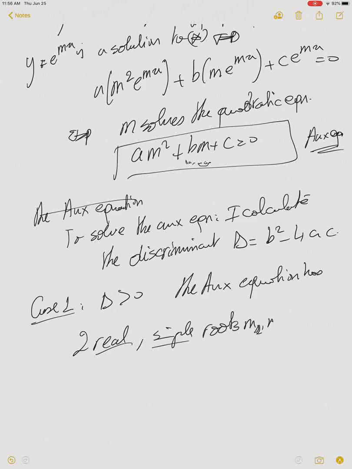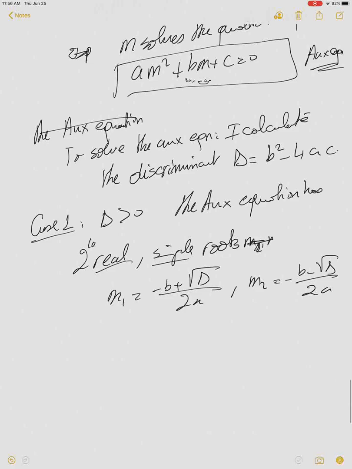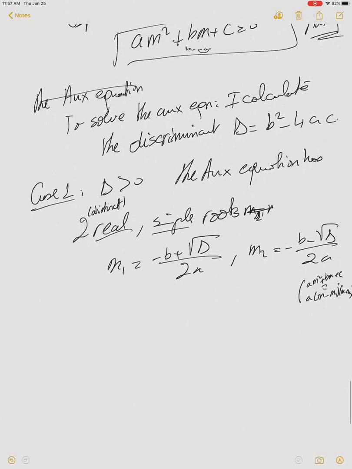m1 equal minus b plus square root of delta over 2a, m2 equal minus b minus square root of delta over 2a. Two distinct real simple roots. When I'm saying two, I mean they are distinct. Why is it called simple? Because if m1 and m2 are the solutions, I can write am squared plus bm plus c as a times (m minus m1)(m minus m2). Okay, so this here is a power 1, so this is why we call them simple. They are two distinct real simple roots.